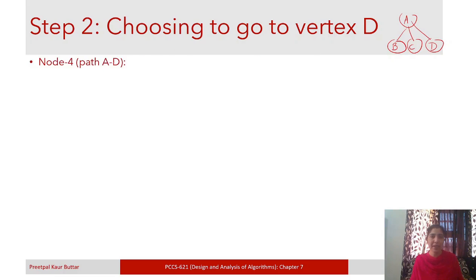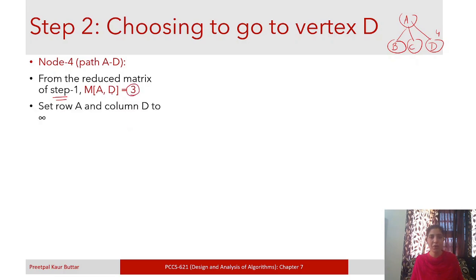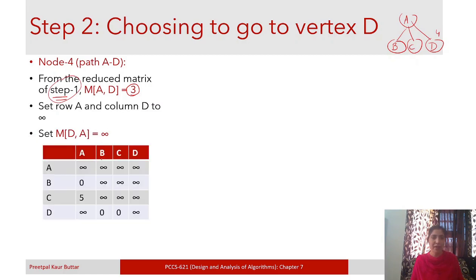So it means the path is A to D and this node is numbered 4. Okay, and from the reduced matrix of step 1, we note the value M A D. So row A and column D, the value is 3. It means the cost of going from A to D is 3. And now we will set row A and column D to infinity in the matrix which we receive from step 1. We also set this value D comma A to infinity, and thus we obtain this cost matrix from the previous step.